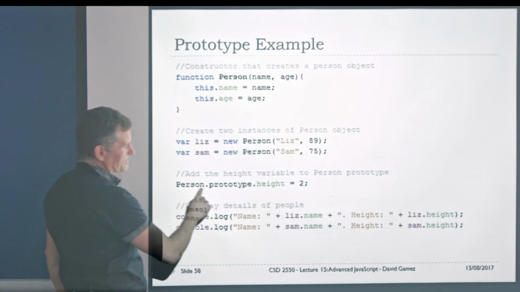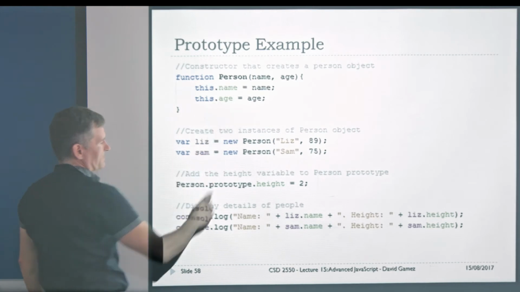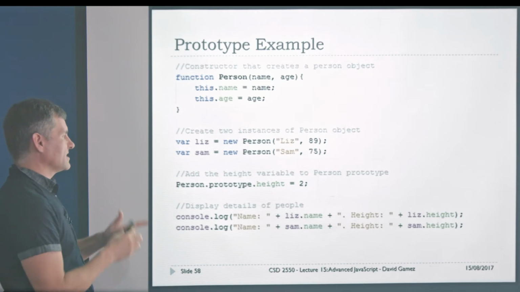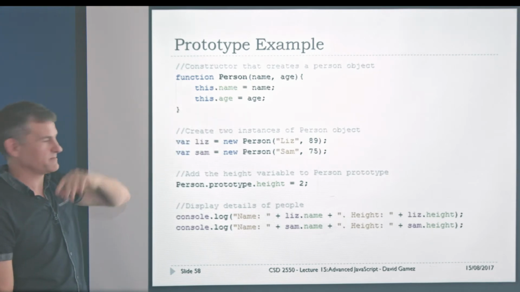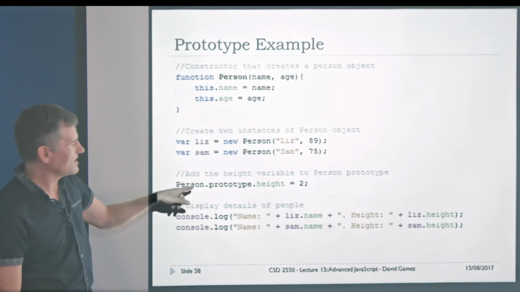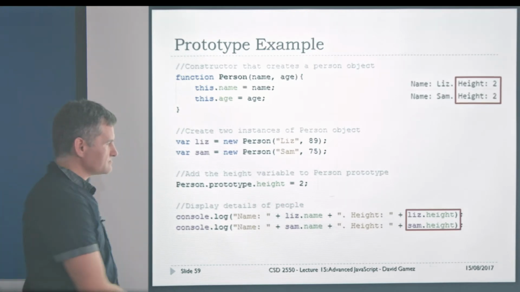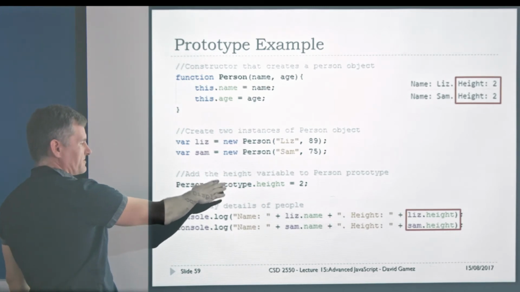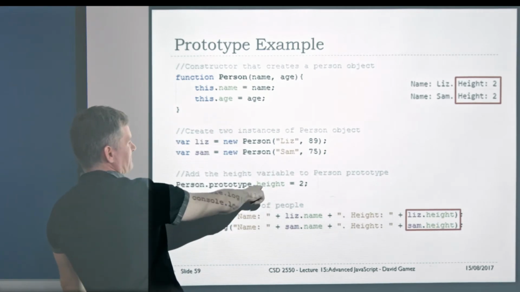Now what I can do is add a new property, height, to the prototype of this constructor. By doing Person.prototype, I'm controlling the kinds of objects that are created with the constructor. And most importantly, I can do that after the objects have been created. So I'm creating two objects, and I'm modifying the type of object that's built with this constructor. Although Liz and Sam were created before I changed the prototype property, they still have this height property. In this case, I've said that the height property is 2.